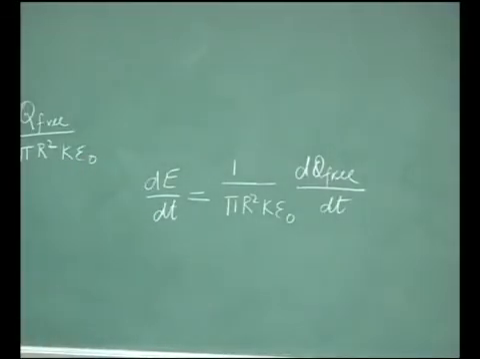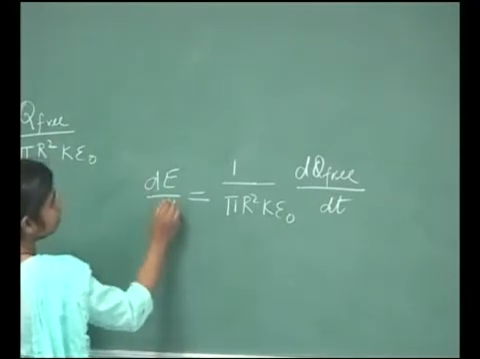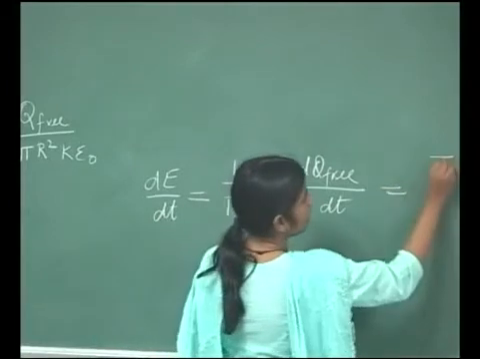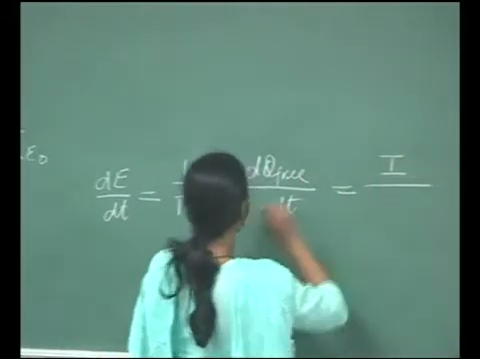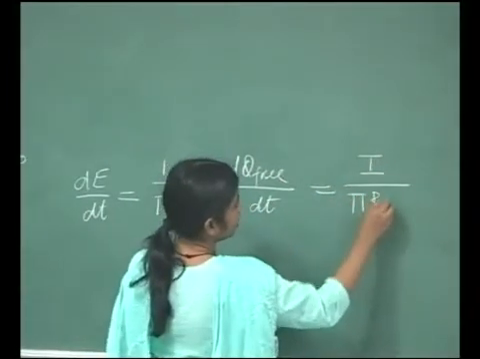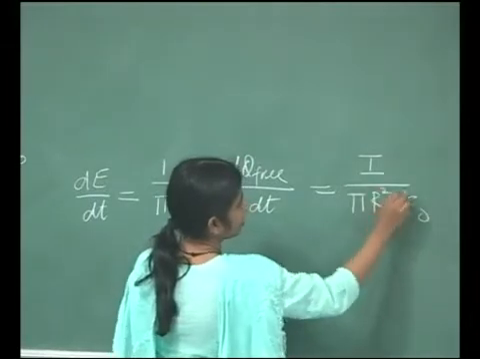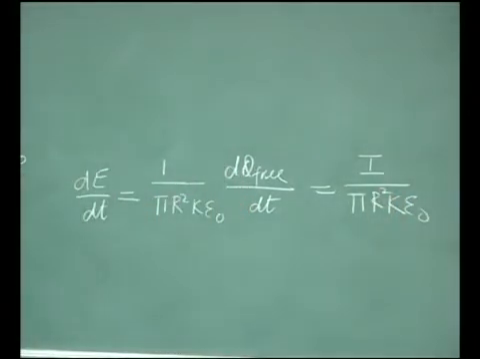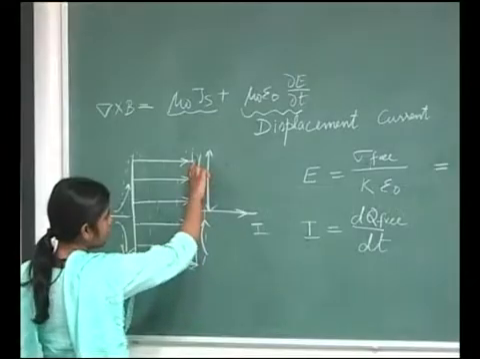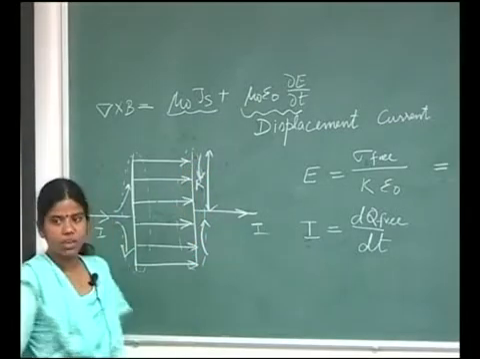Or I can say that the changing electric field inside the capacitor, dE by dt, is equal to I divided by pi r square k epsilon naught, where we will remember that this r square is the radius of the plate of the capacitor.